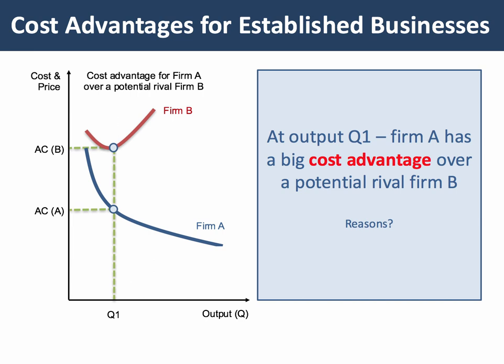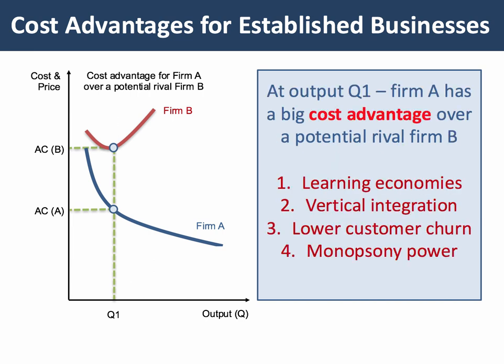Well, why might that be the case? First of all, firm A has been in the market for some time and may have been able to take advantage of learning economies of scale. In other words, there's a process of learning by doing, learning from your mistakes, oftentimes finding subtle but important improvements in production processes, reorganizing production, all of which can give a firm a cost advantage. That can be reinforced by vertical integration. We'll look at some examples in a second. Vertical integration gives the established business greater control over the supply chain, and that can also involve cost savings.